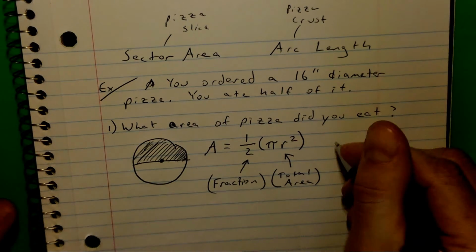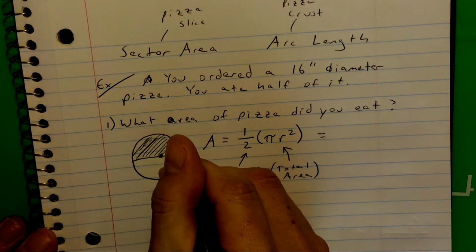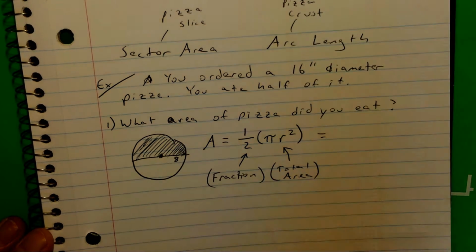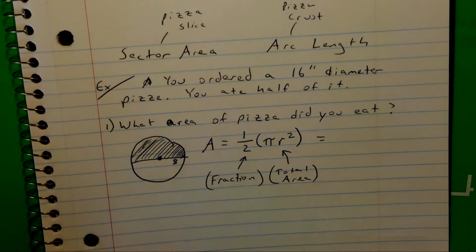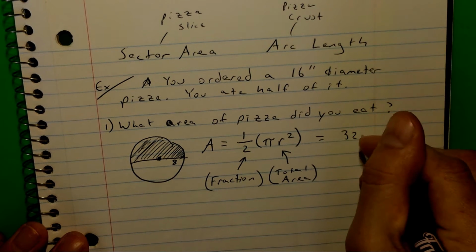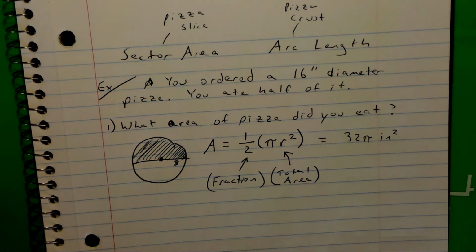So what would the radius be here? Yeah, the radius would be 8. Half the diameter. So you'd get 64, take half of that, 32 pi. That'd be the exact answer, inches squared. It's kind of a weird looking answer though.